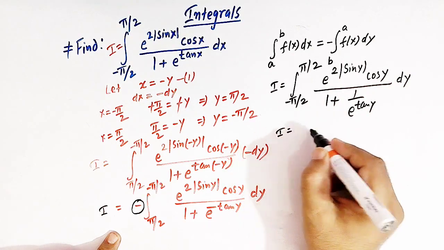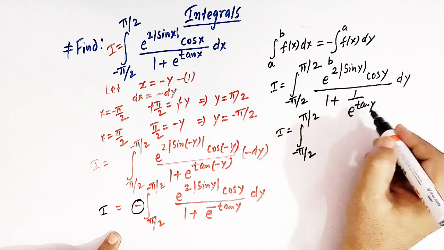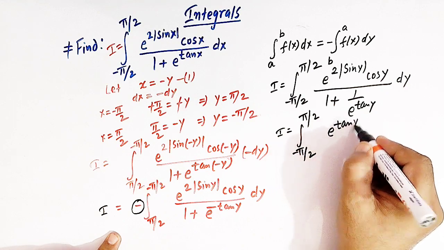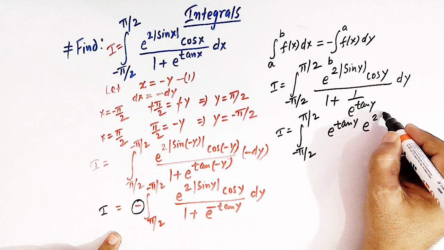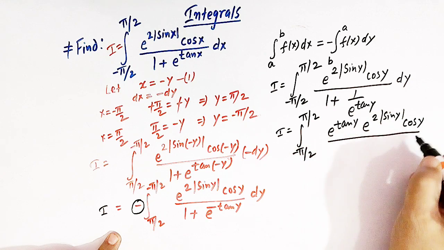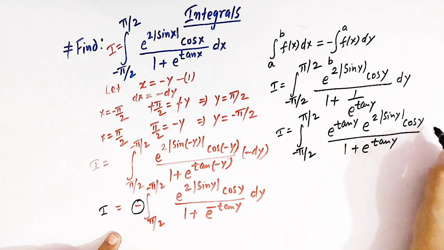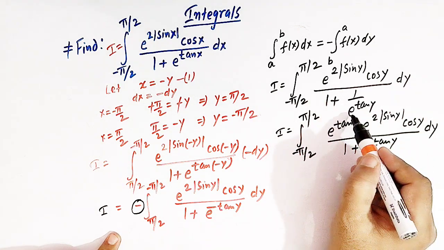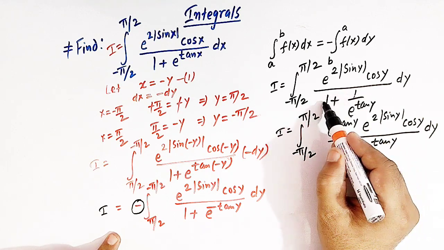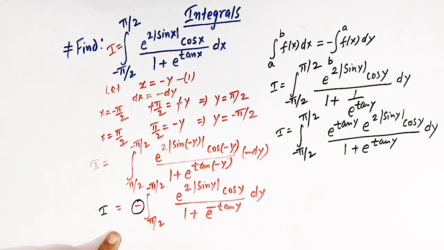Now we can simplify this integral further. So we have minus pi by 2 to pi by 2, and we can take the LCM here. We have e raised to tan y, then e raised to 2 times mod of sine y, cos y, and here we have 1 plus e raised to tan y, dy. What we have done here is multiply this 1 by e raised to tan y so that we can get 1 plus e raised to tan y. E raised to tan y goes to the numerator.